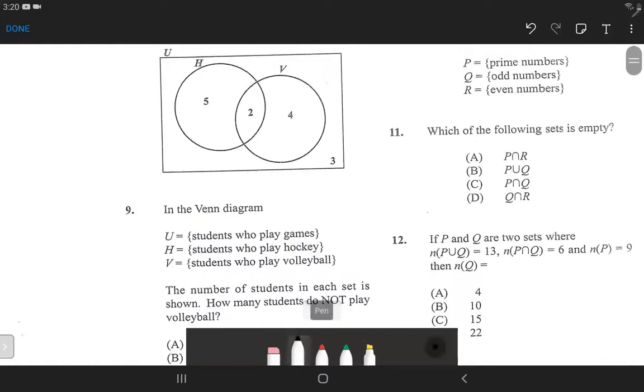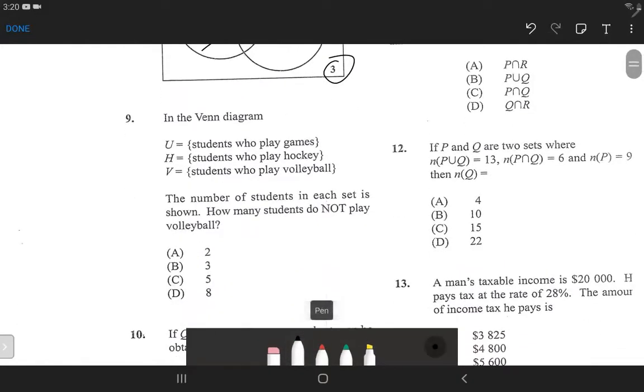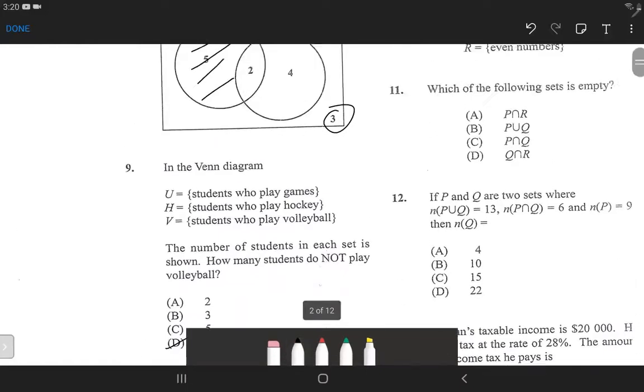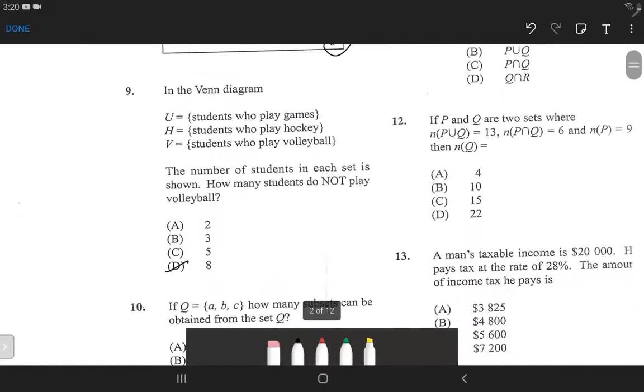Do not play volleyball. That is 5, and of course plus this 3, that will be 8. 8 students do not play volleyball. Why? Because this 2 here also plays volleyball, and 4 play volleyball only.